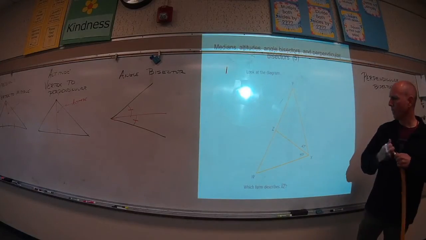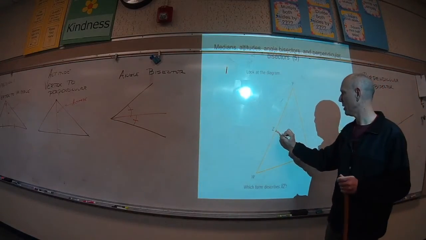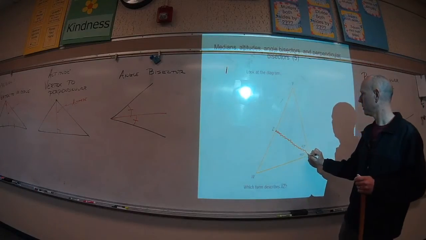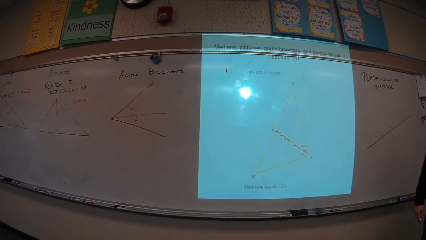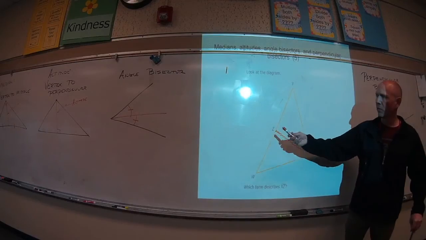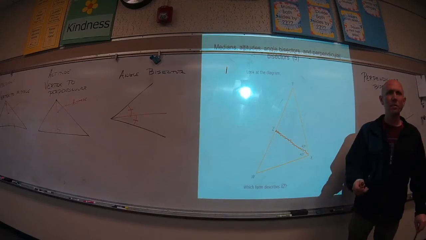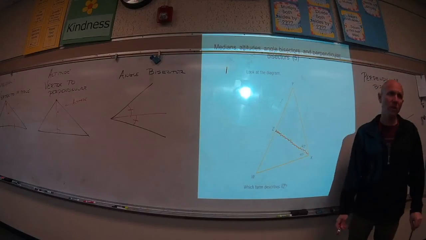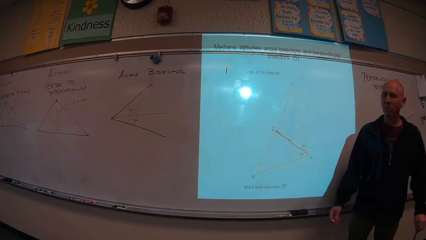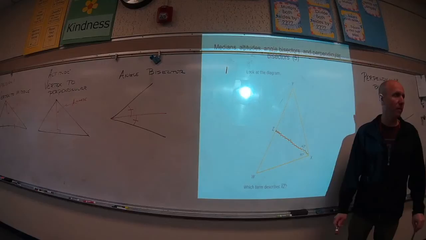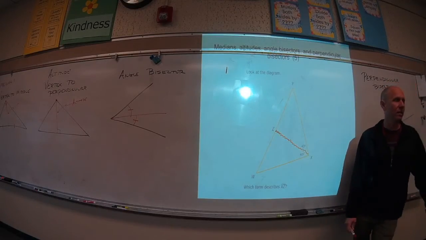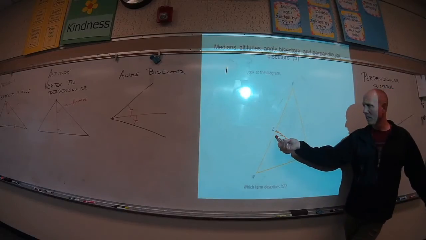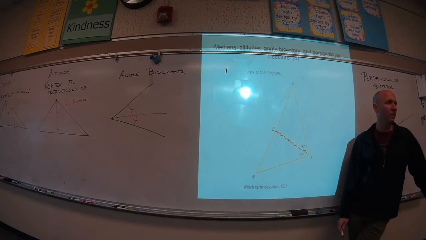Looking at this one, we're talking about ZX, or XZ, this segment right there. An altitude would come down perpendicular, but we don't know if that's perpendicular. A median breaks this in half, but we don't know if that's broken in half. An angle bisector, this is 40 and that's 43, so it's not an angle bisector. For an altitude, I'd have to know if that's perpendicular.